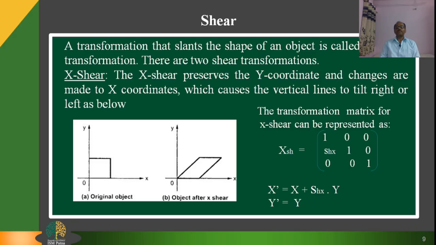The shearing may be in both ways, that is, X shear and Y shear. The X shear preserves the Y coordinate and changes are made to X coordinates only, which causes the vertical lines to tilt, tilt right or left as below in the figure. You are seeing it well in the figure on the screen.